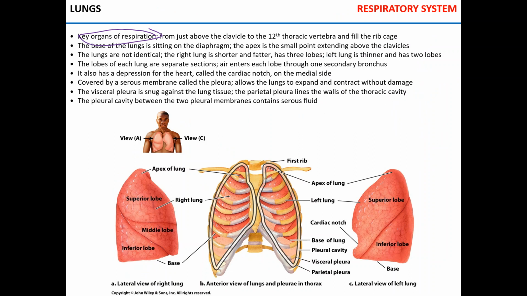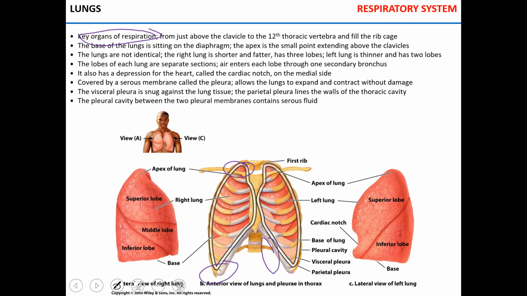They fill up the rib cage, and they extend all the way from the clavicle to the 12th rib. The base sits on the diaphragm. When the diaphragm moves down, lung volume increases. When the diaphragm moves up, lung volume decreases. The right lung is shorter but wider, and it has 3 lobes. It's bigger than the left lung because the left lung has to give some space to the heart. That space is called the cardiac notch.